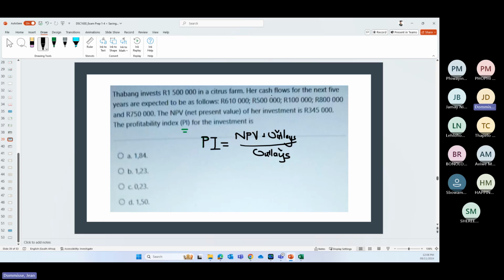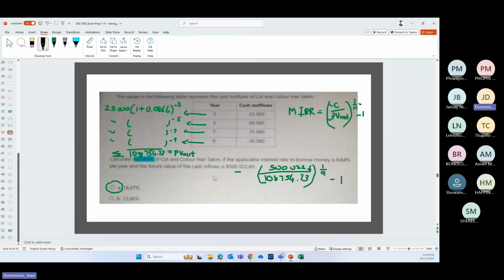Then they say cash flows for the next 5 years are expected to be that, and that. But what they tell us is, great, they give you the net present value. So the net present value of her investment is 345. So we've got net present value. They will not have a question like this where you need to do 4 calculations to get that present value out.